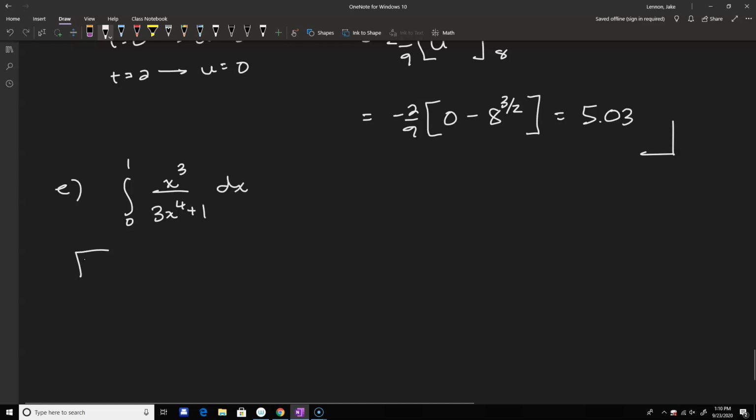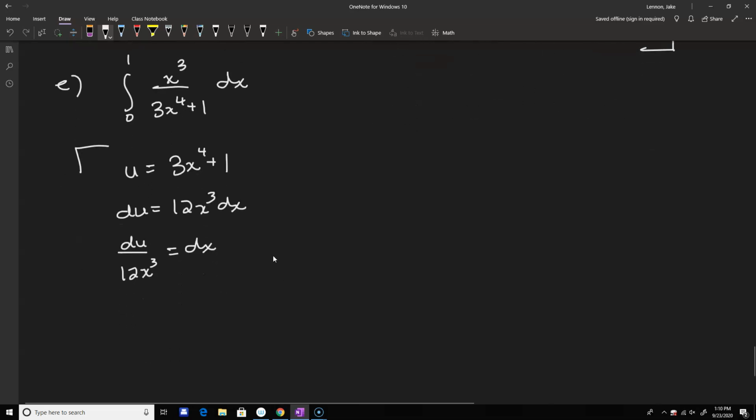So then what's going on? U we want to let to be the bottom because the derivative of something raised to the 4th power will end up replacing something raised to the 3rd. So u is going to be 3x to the 4th plus 1. Du is going to be 12x cubed dx. So our du divided by 12x cubed will be the same thing as dx.